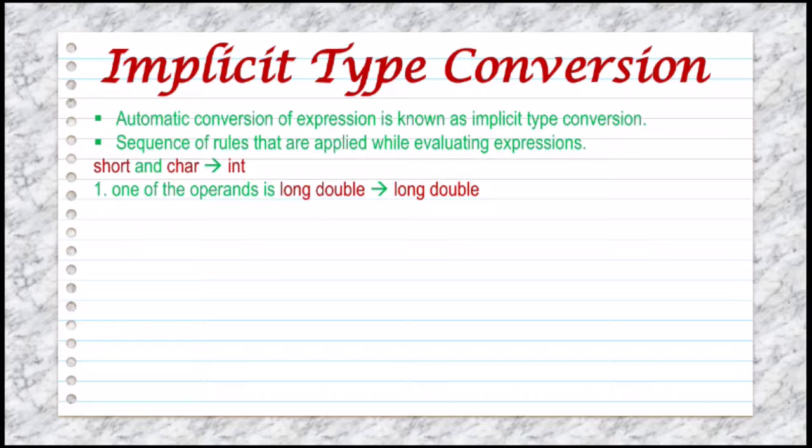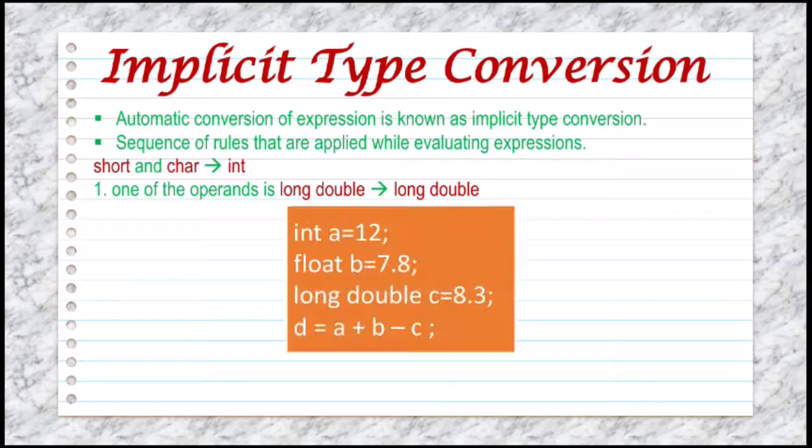First one, if one of the operands is long double, the other will be converted to long double and the result will be long double. That means in an expression, if long double is there along with an integer, then the final result will be long double. So in the given example, we have declared integer, float and long double. So in the calculation a plus b minus c, long double is there, so the answer will be in long double.